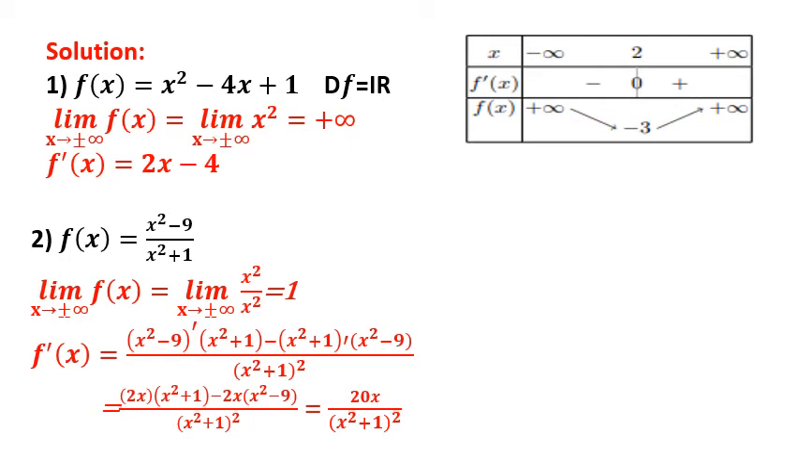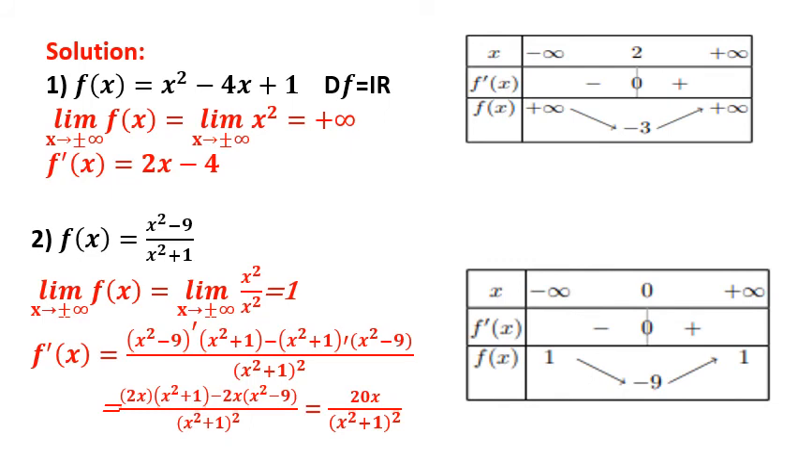We calculate f prime of x. f is in the form u over v. The derivative of u over v is u prime v minus v prime u over v squared. The derivative of u is 2x and the derivative of v is 2x over v power 2, so we get 20x over x squared plus 1, all power 2. We solve f prime of x equals 0: 20x equals 0, then x equals 0.